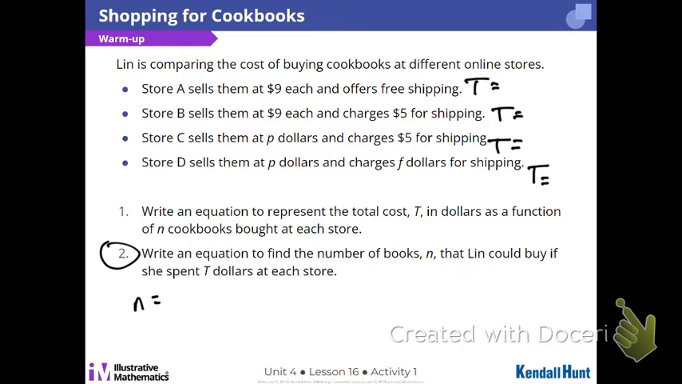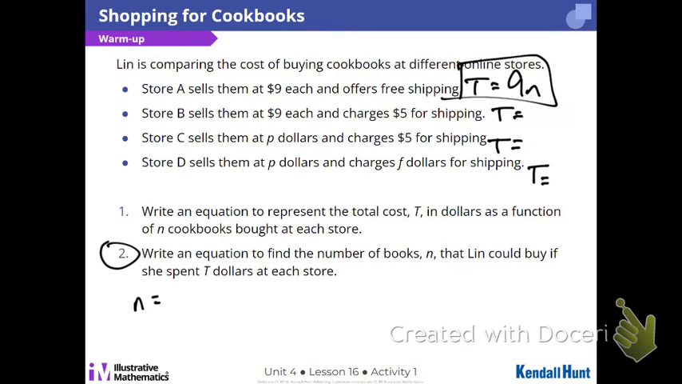Let's go. $9 each. What's that going to look like in an equation? 9n. 9 each, plus $5 shipping. Daniel. Yep. Good job, Daniel. What's the equation? The equation is n equals 9. No, okay.